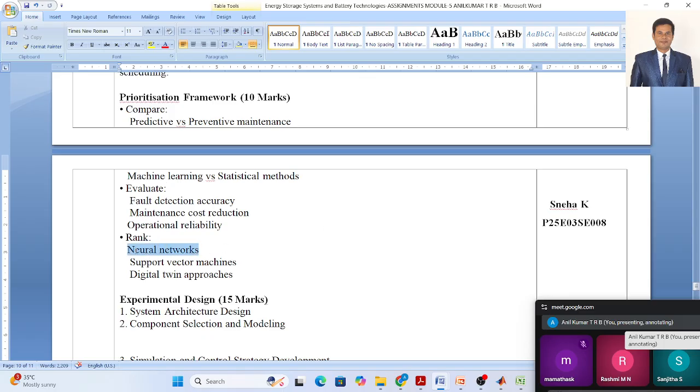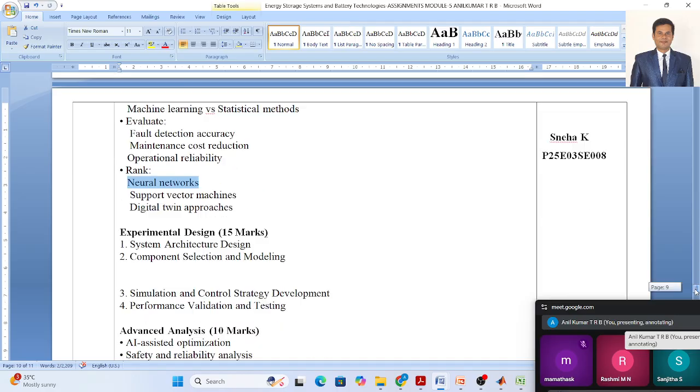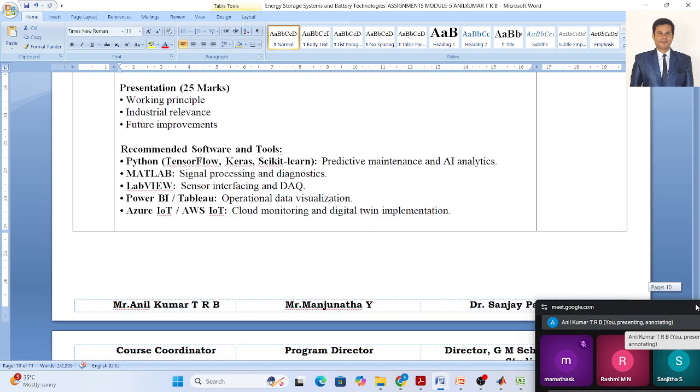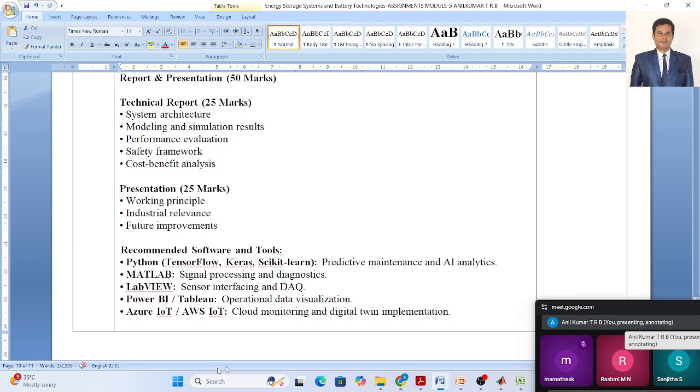So it will try to support your VMS, that is vector machines modeling, also it will try to support. So all right, these are the software tools we can use, right? You can go with AWS also, if you are good in AWS. You might have learned it, no?